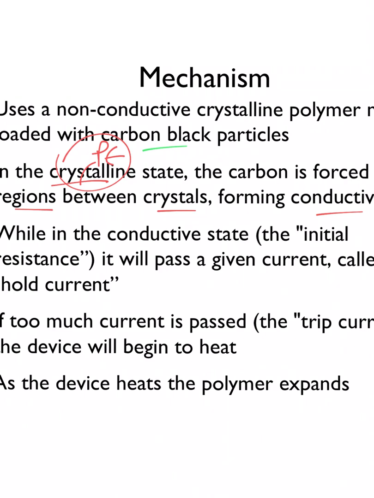And this process involves the fact that while in a conductive state, which is called the initial resistance, it will pass a given current, which is the hold current. But if too much current is passed, you get what's called the trip current, and the device will begin to heat. So you guys took physics. You remember V equals IR heating, right? Anybody remember that? You should: V equals IR. Remember that. So too much resistance with a given amount of current can lead to heating in these contexts. And in this case, as the device heats, the polymer expands, and this is what gives us the tripping state.